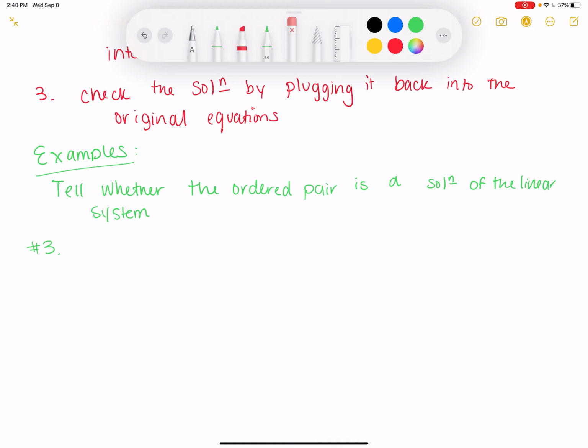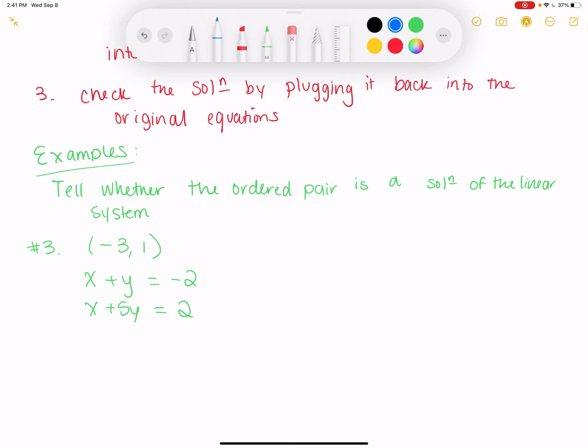So we're given the point (-3, 1), okay? And our linear system that's given to us is x + y = -2, and x + 5y = 2. So this is just showing you the checking step. This is showing you step 3 of that 3-step process of how to check your answer after you've gotten your ordered pair, okay?